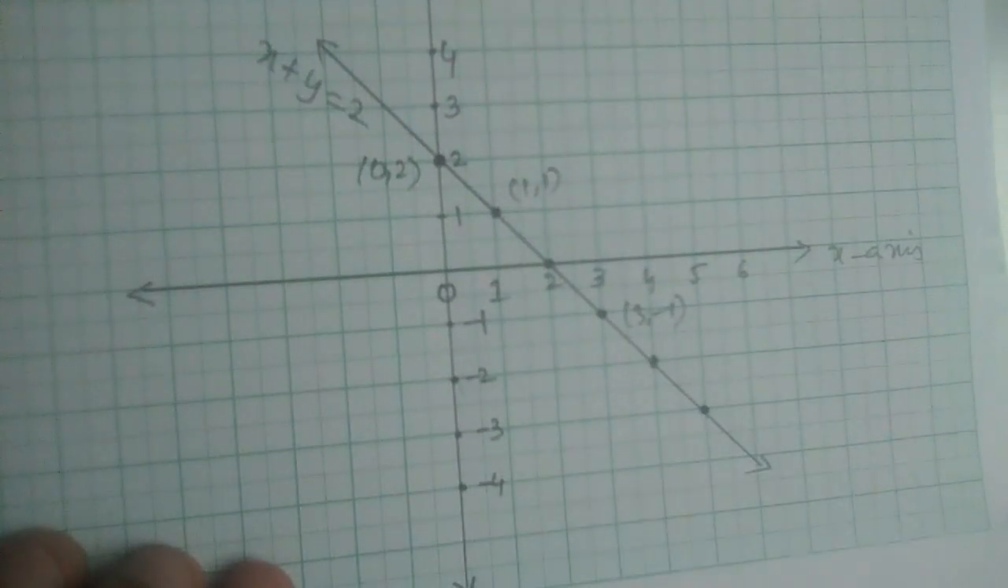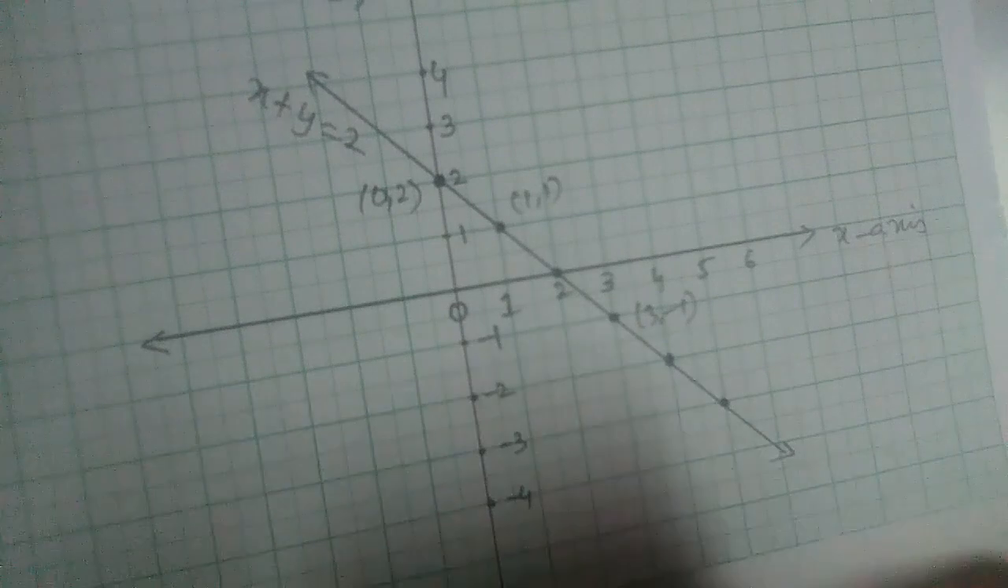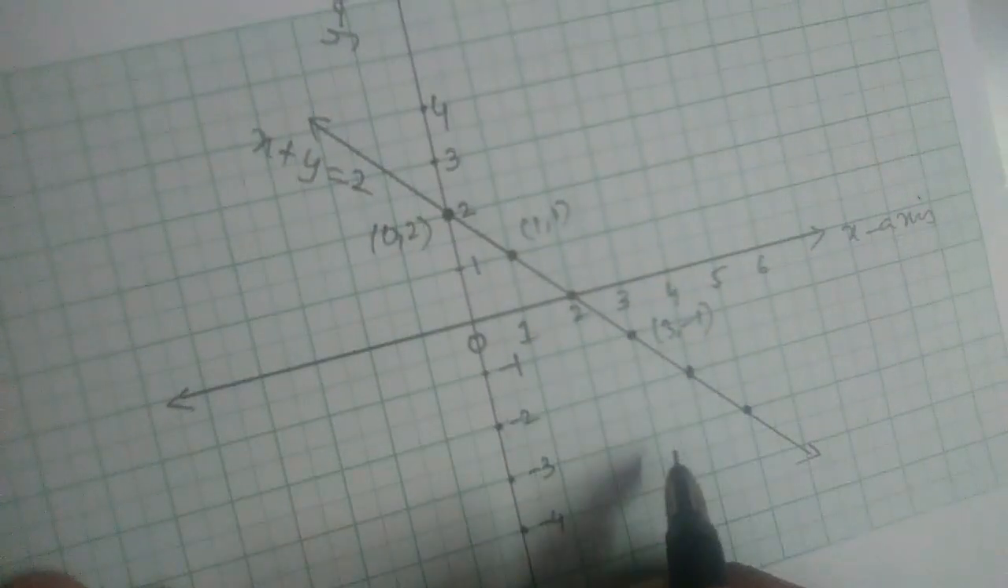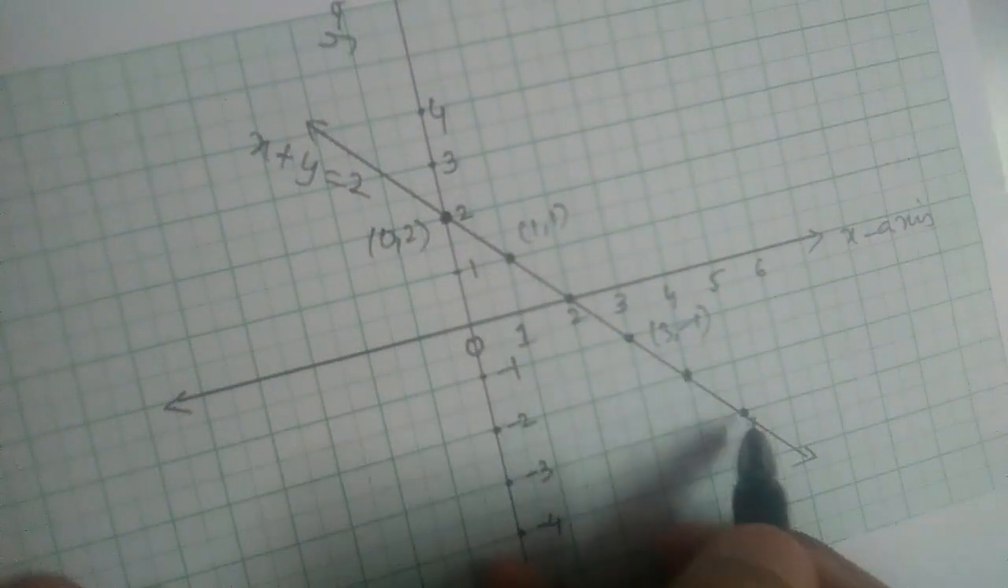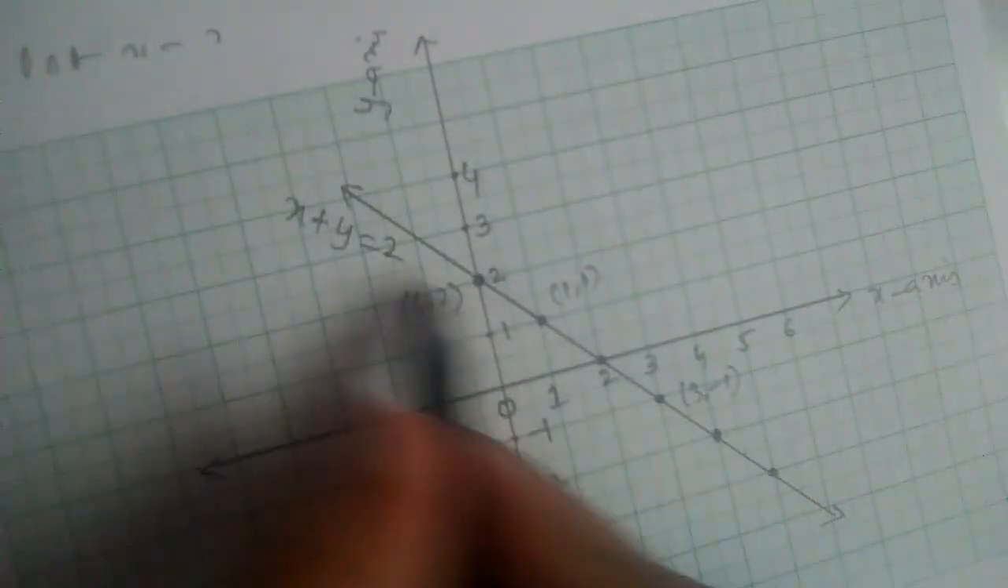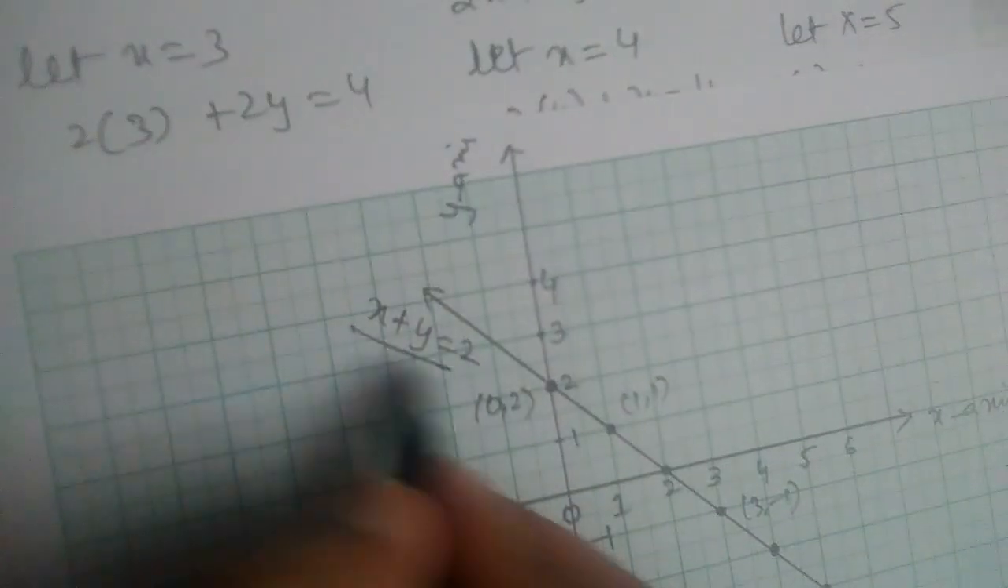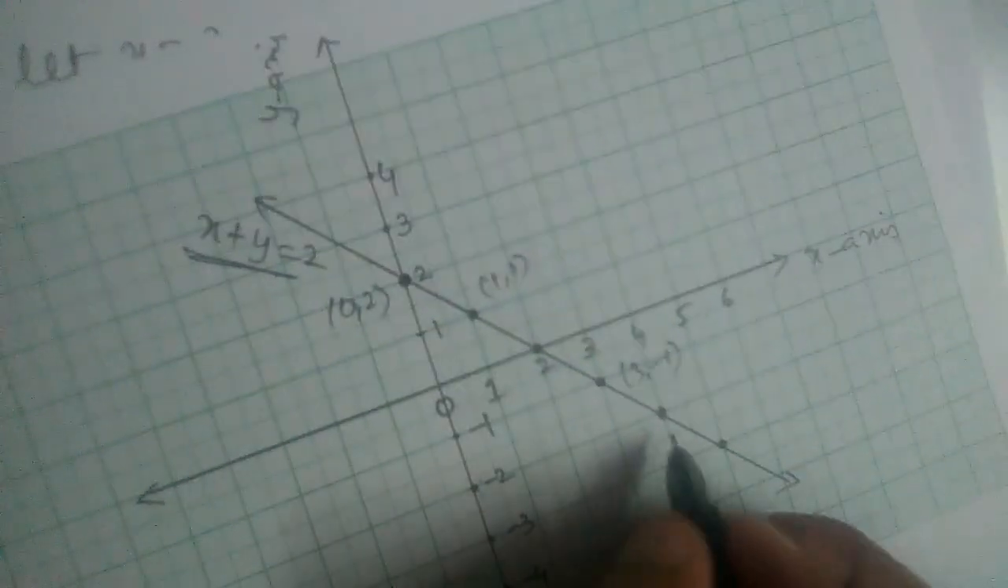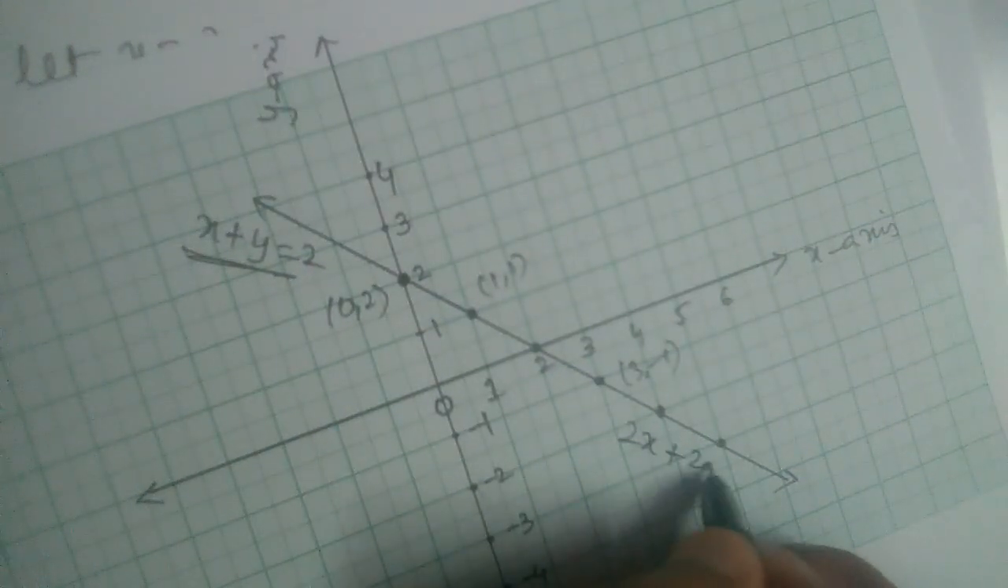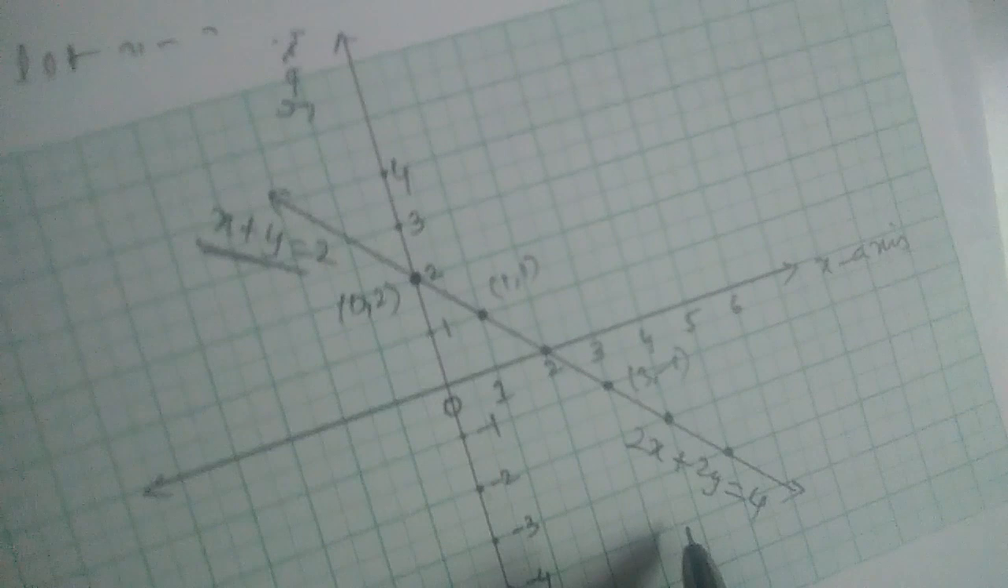Minus 3. Okay, so what did we observe here? These 3 points are lying on the same straight line only, right? The straight line x plus y is equal to 2. So what is this equation? 2x plus 2y is equal to 4, right? The second equation.